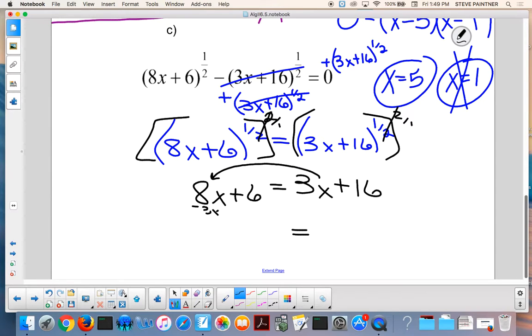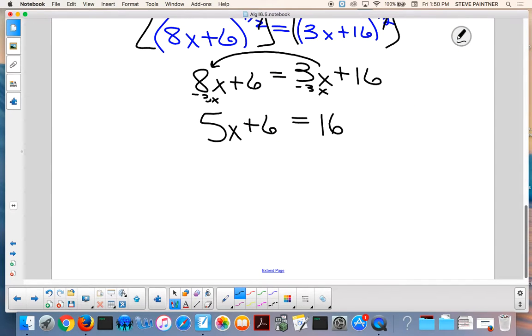Minus 3x. You get 5x plus 6. Now what? Subtract 6. 5x equals what? 10. X equals what? 2.